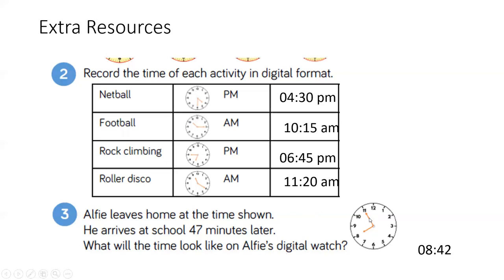So I'm going to add 47 into two chunks. I'm going to partition it into two chunks. And I'm going to split it into 5 here, because that would take me all the way up to 8 o'clock. So 47 can be partitioned into 42 and 5. And I use my 5 minutes to get to 8. And then I know it's going to be 42 minutes past 8 or 8:42.